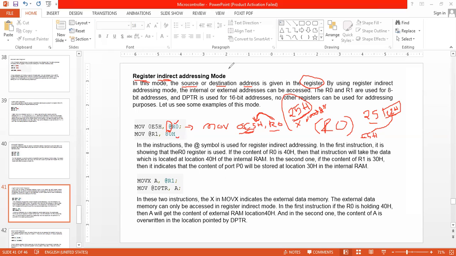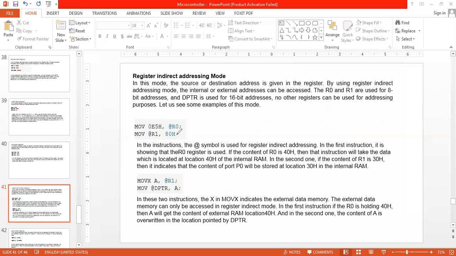Now what is happening? If I don't write the at the rate symbol here, the data which is present inside the A register will be copied into the R1 register. But if I use the at the rate symbol here, the data which is present inside A is going to be loaded inside the memory location which is present inside R1.